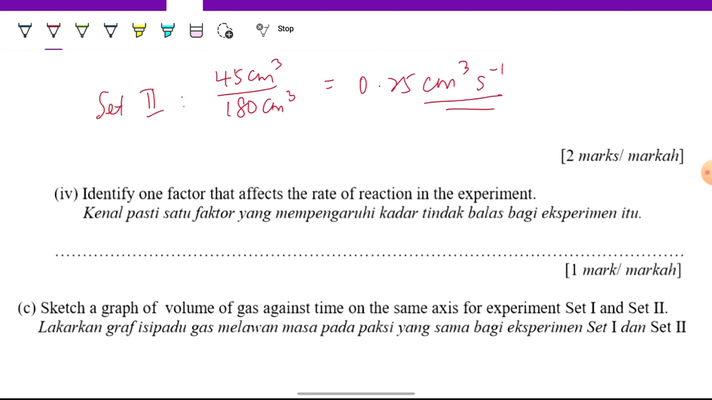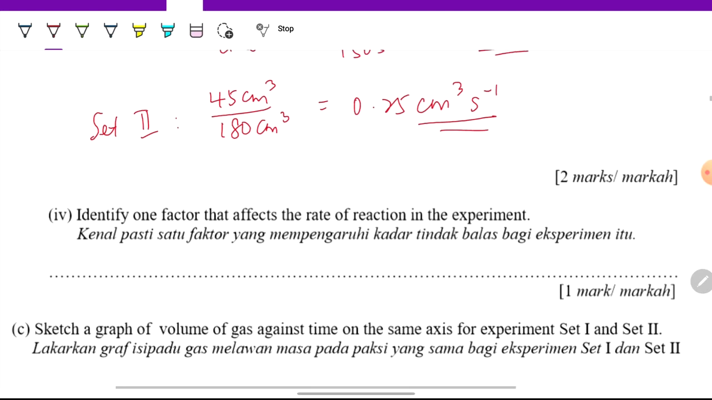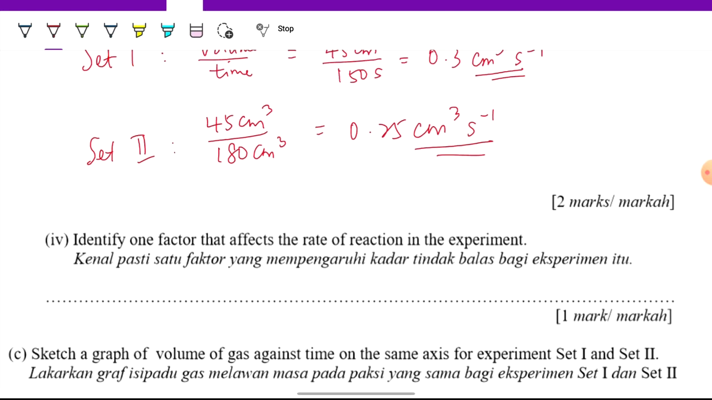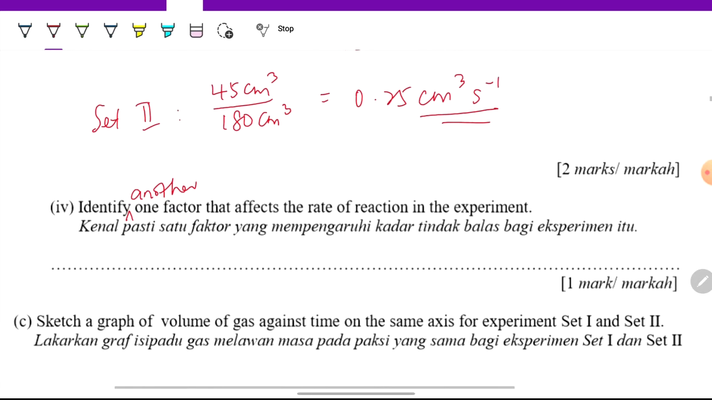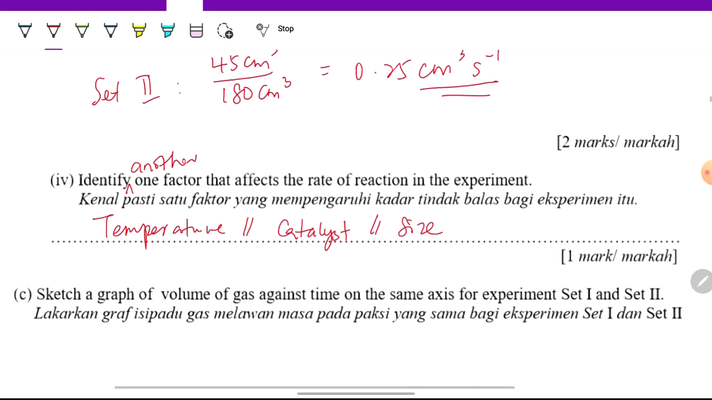Now identify 1 factor that affects the rate of reaction in the experiment. Just now we mentioned already it is the size. Actually, for me, the question should be to identify another factor, meaning besides the size. But if it is really like this, 1 factor, you can put any factor. You can put temperature, you can put catalyst, or you can put size, any one of these.